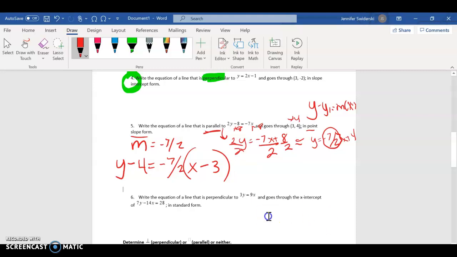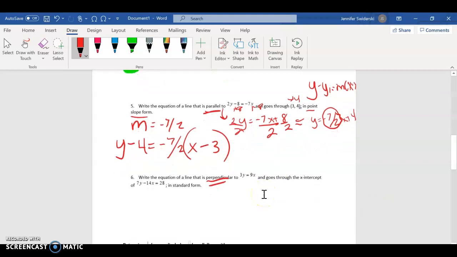Okay, for this next one, it says write the equation of a line that is perpendicular to y equals, or sorry, 3y equals 9x. So I know if I were to put this in slope-intercept form off the bat, I would divide both sides by 3, right? So I would get y equals 3x if I were to simplify that. And goes to the x-intercept of 7x minus 14x equals 28 in standard form. So a lot to think about here.